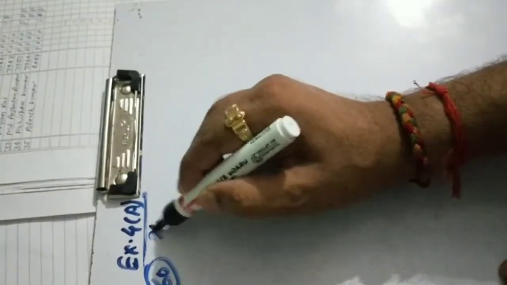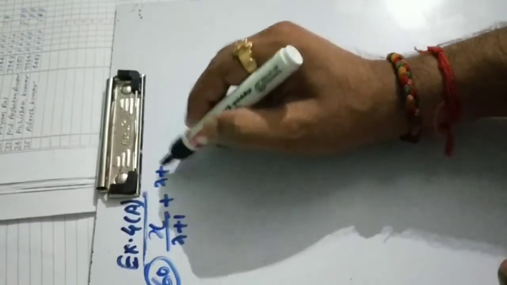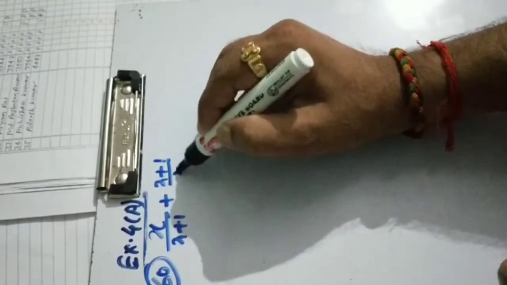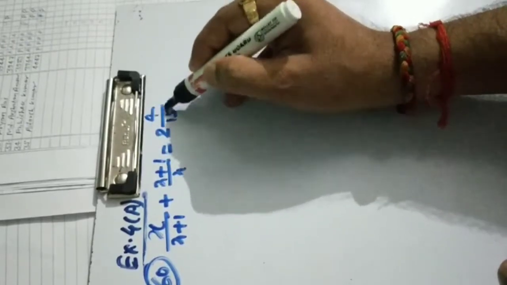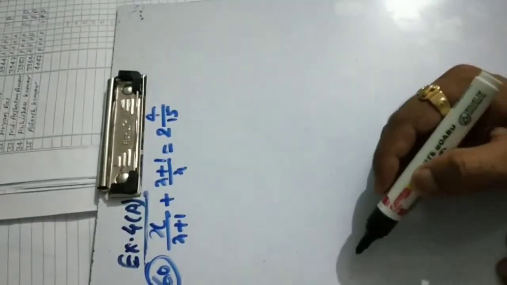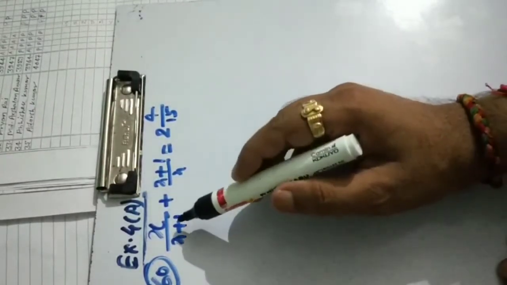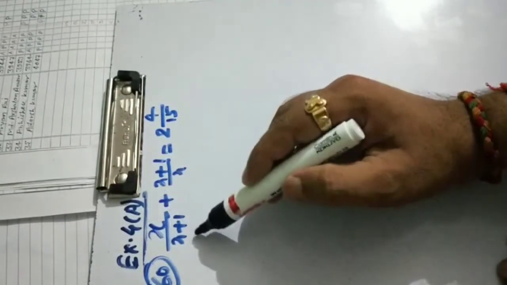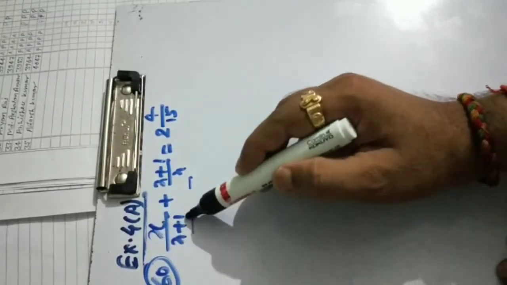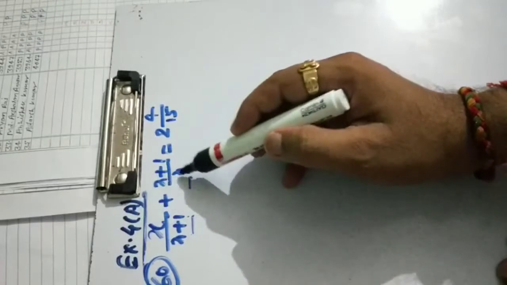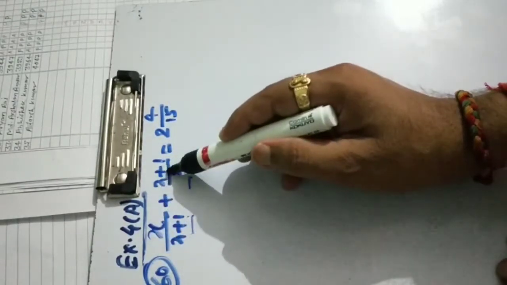Now let us see question number 60. The question number 60 is x upon x plus 1 plus x plus 1 upon x is equal to 2 whole 4 upon 15. Okay, now in this question you can see these two terms are reciprocal of each other. x upon x plus 1 and x plus 1 upon x is the reciprocal of this term, and this term is the reciprocal of this term.